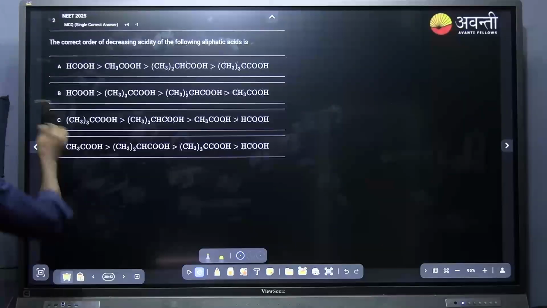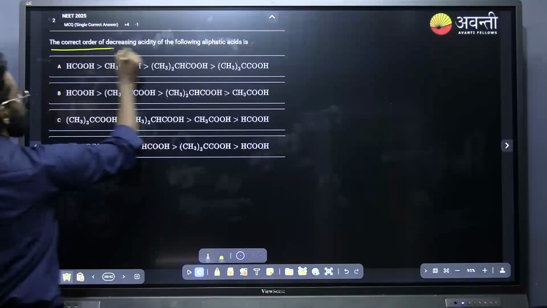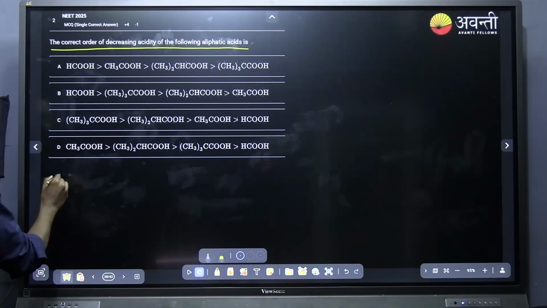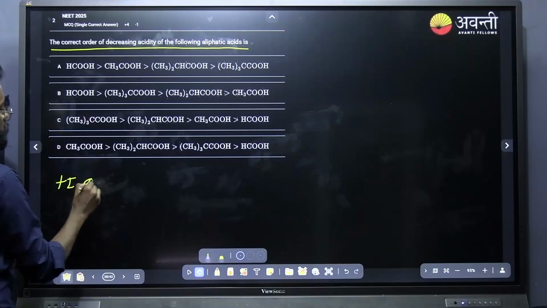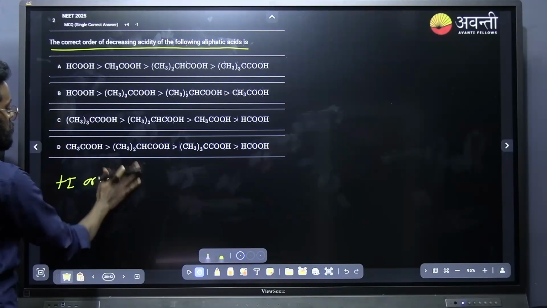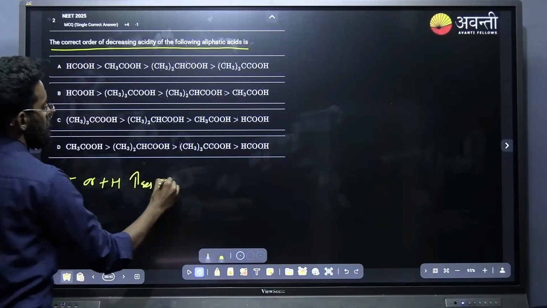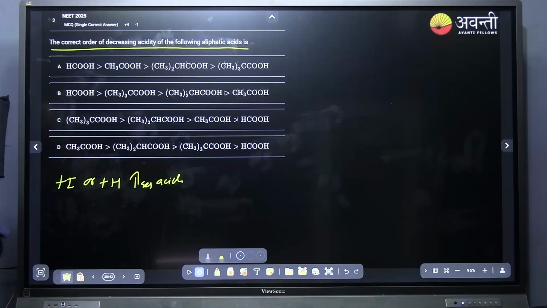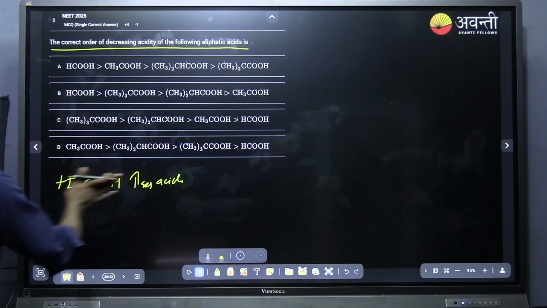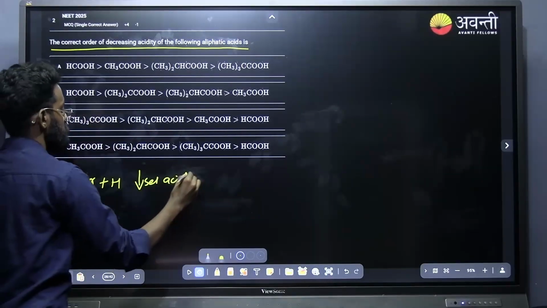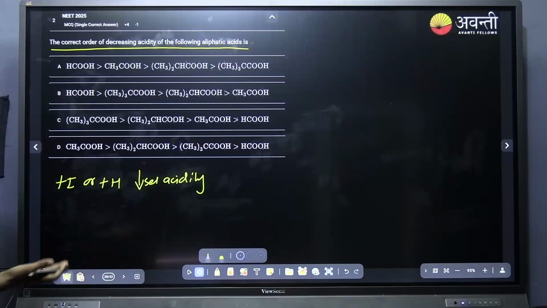Yes. Next one. This is a very easy question: the correct decreasing order of acidity. We all know that the plus I effect decreases acidity, and the minus I effect increases acidity. Just see which has the highest plus I and tell me which is the answer.